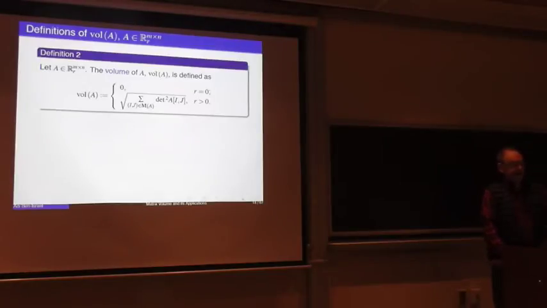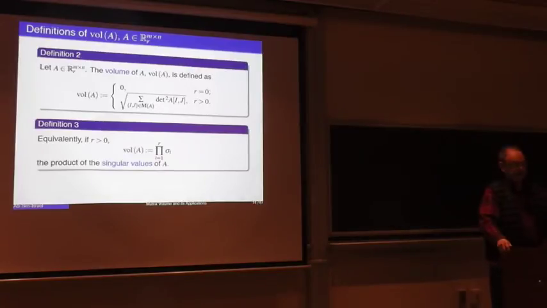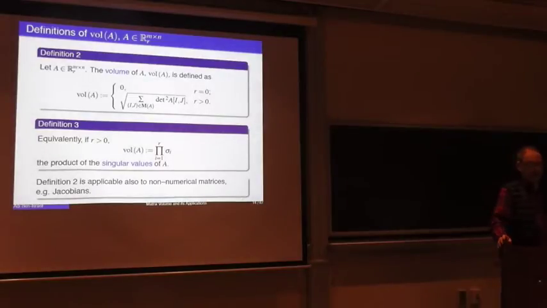So here is the definition of the volume of a matrix, and it is zero if the matrix is zero, and otherwise it is the square root of the sum of squares of determinants of maximal non-singular submatrices. This applies to all matrices, numerical or symbolic, and the next definition is just numerical. So it is the product of the singular values of A. And as I mentioned, definition 2 applies to numerical matrices only.